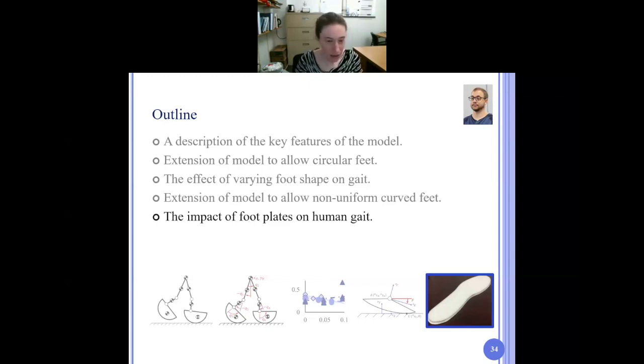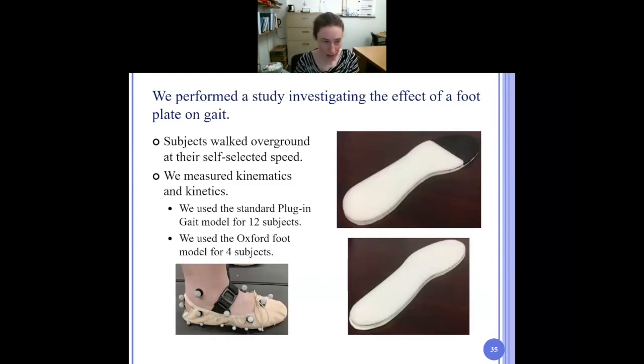Okay. So the last thing I wanted to talk about was an experimental study we did looking at the impact of foot plates themselves on human gait. And this study was done by my graduate student, Dave Schmidhenner. It was broken up into two parts. The first part had 12 subjects, and these subjects walked over ground in 3 different conditions. A control condition with just normal shoes, a 3/4 foot plate condition, which the foot plate we used is shown in this top figure, and then a full foot plate condition, and the foot plate we used is shown in this bottom figure.